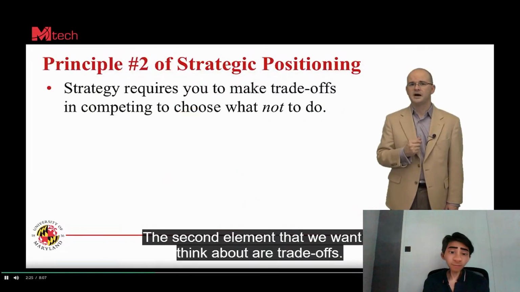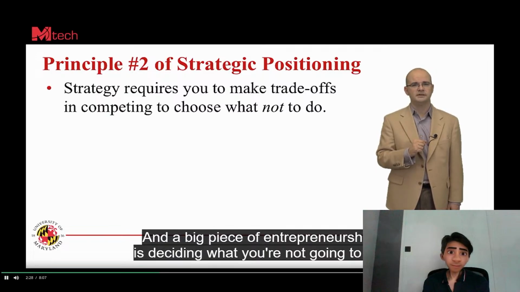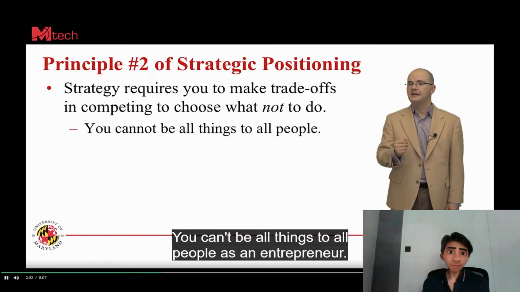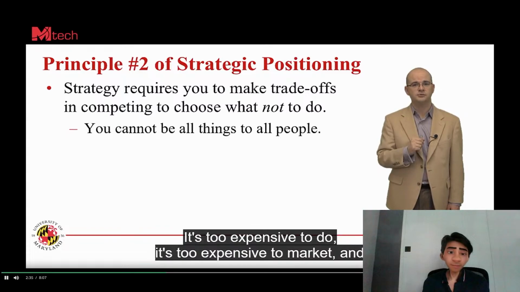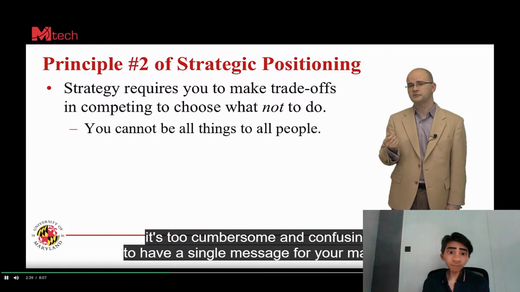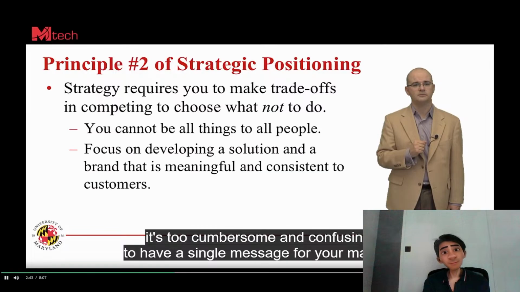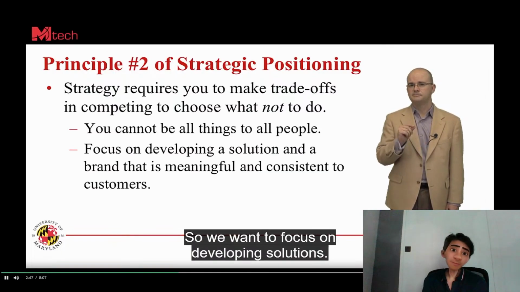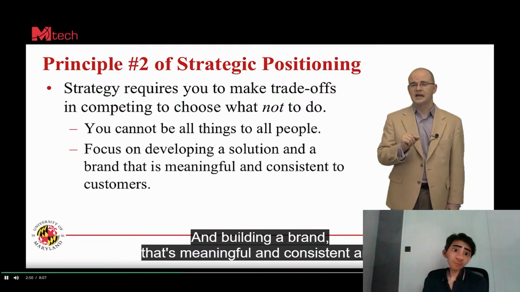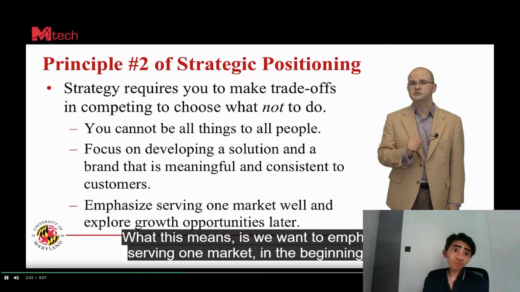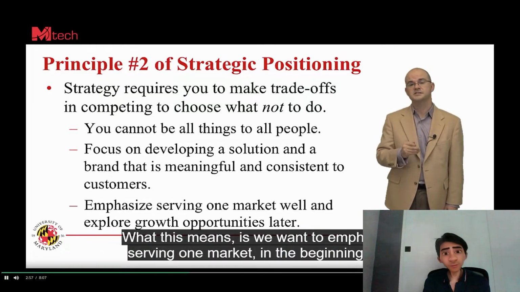The second element that we want to think about is trade-offs. And a big piece of entrepreneurship is deciding what you're not going to do. You can't be all things to all people as an entrepreneur. It's too expensive to do, it's too expensive to market, and it's too cumbersome and confusing to have a single message for your market. So we want to focus on developing solutions and building a brand that's meaningful, that's consistent, and that has an express purpose. What this means is we want to emphasize serving one market in the beginning and explore growth opportunities later.